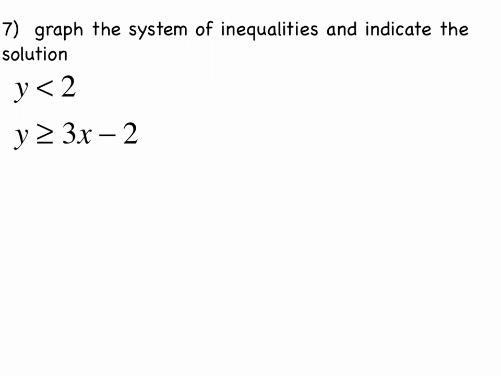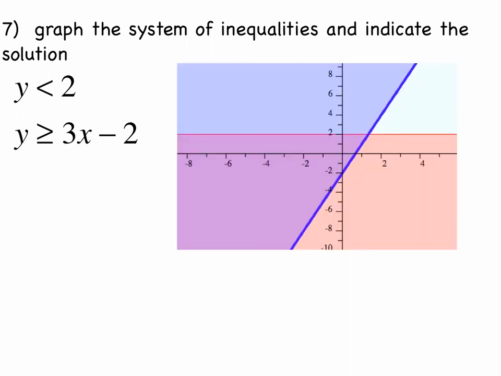And the last one, go ahead and pause the video, try this problem, and then come back. We have two equations here. y is less than 2, that's going to be a dashed line, and y is greater than or equal to 3x minus 2. Here's what it looks like. Again, every place where they're both shaded, so the purple part is going to be your answer, and that should be shaded a little bit darker.